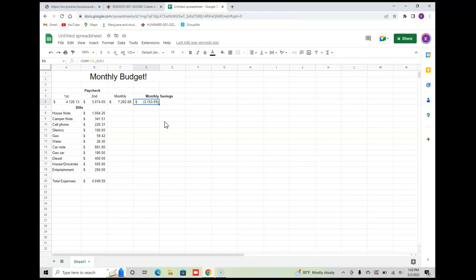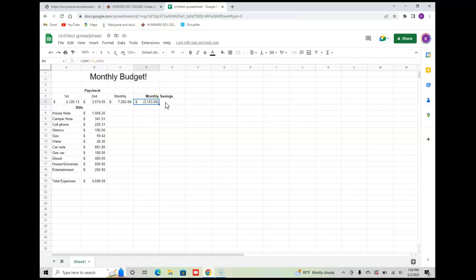Yep, so roughly he makes about 7,200 a month, give or take, just depending. And roughly we spend about $4,000 a month on expenses. And our monthly savings, what we try to save is all what we have left.